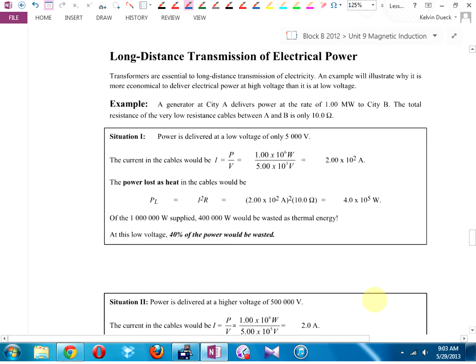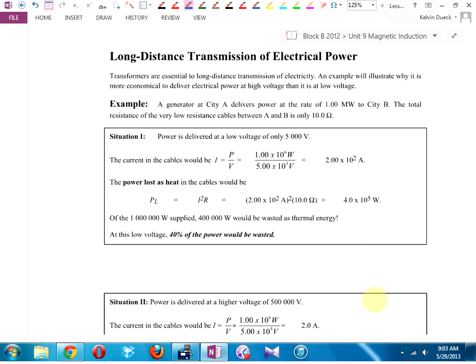And an example will illustrate why it's more economical to deliver electrical power at high voltage than it is at low voltage. A generator at City A delivers power at a rate of 1 megawatt to City B. Mega is 10 to the 6th. Is that what it is on your formula sheet? You got the chart of all the prefixes there somewhere? Yeah? Okay, so 1,000,000 watts. The total resistance of the very low resistance cables between A and B is only 10 ohms. So our power lines, we make them very low resistance. Okay? We can ship this power two ways.